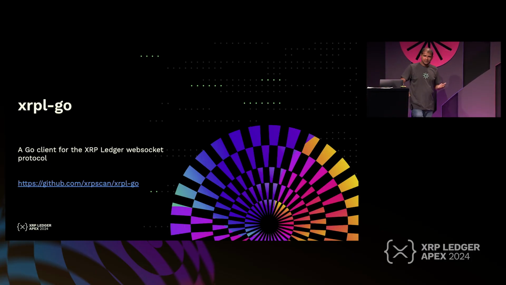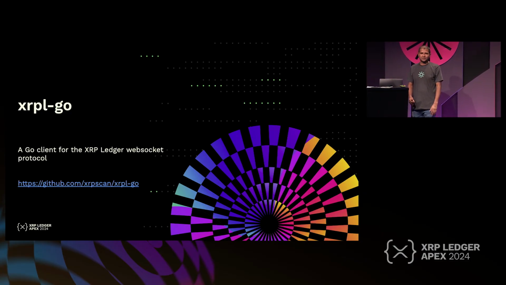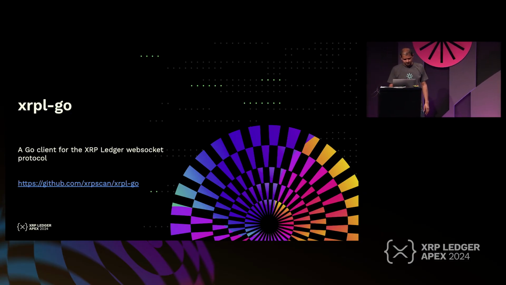XRPL Go is a library which I extracted out. This project is in Golang, so if anyone is developing in Golang, please try it out. It's a client library, so it does the WebSocket interface. It doesn't have the account lib and the binary codec and account codec, but everything else that you want to use to read the streams or query the ledger using Golang, please try it out and let me know if I can extend it or help with anything.